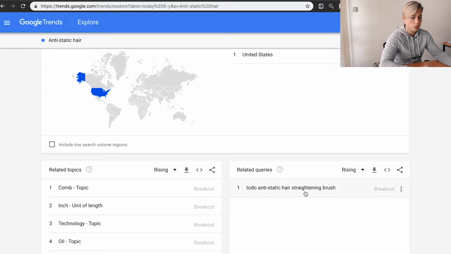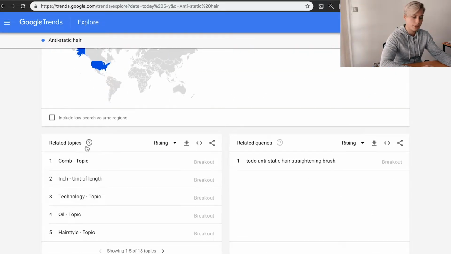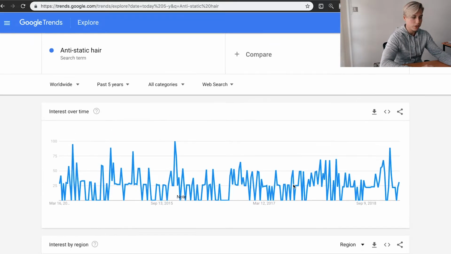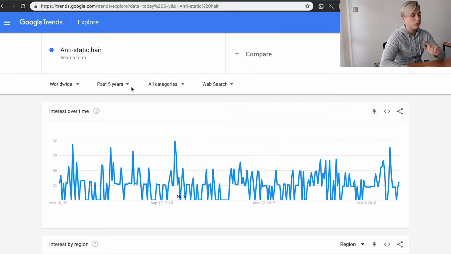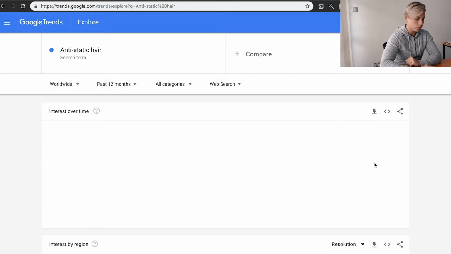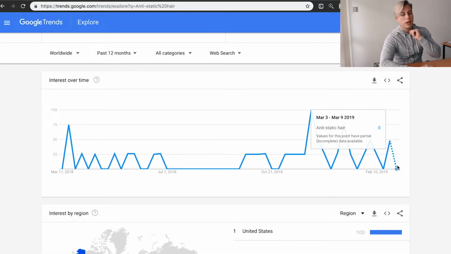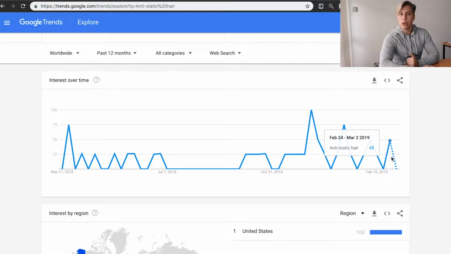And it's probably something that you would want to be testing. You can also see related topics, which would give you ideas for other products, okay? But here's what's interesting. If you go to the past 12 months, you can see it's on a bit of a downward trend at the moment. One of the things that you want to be looking for with a winning product is an uptrend, okay?